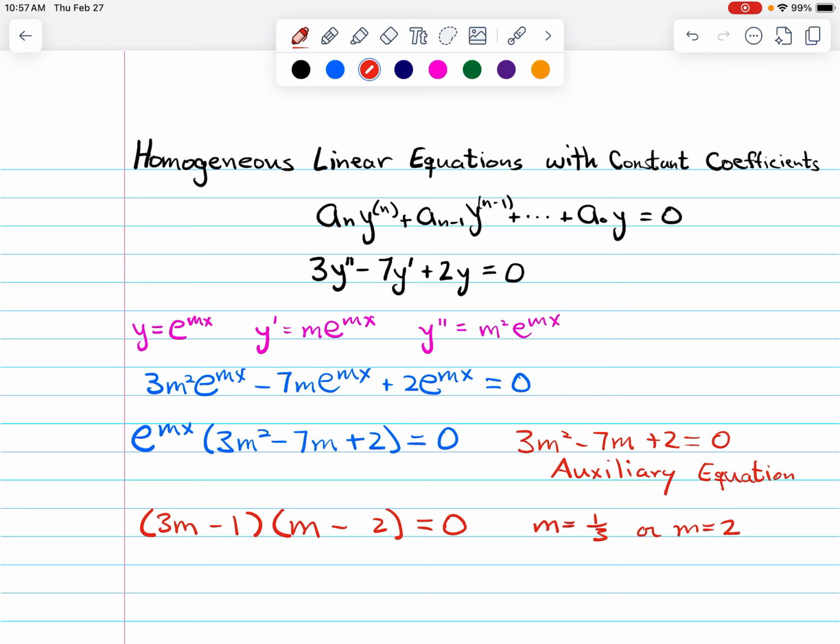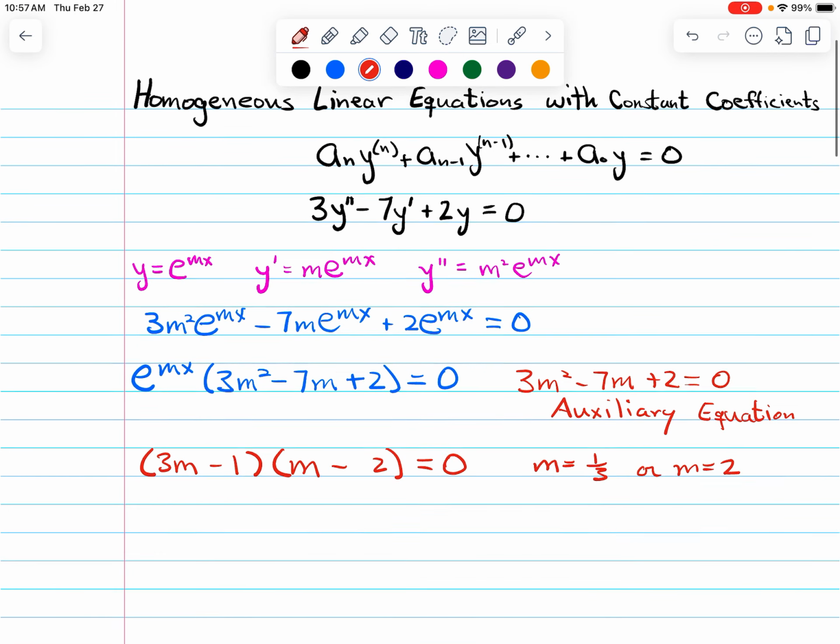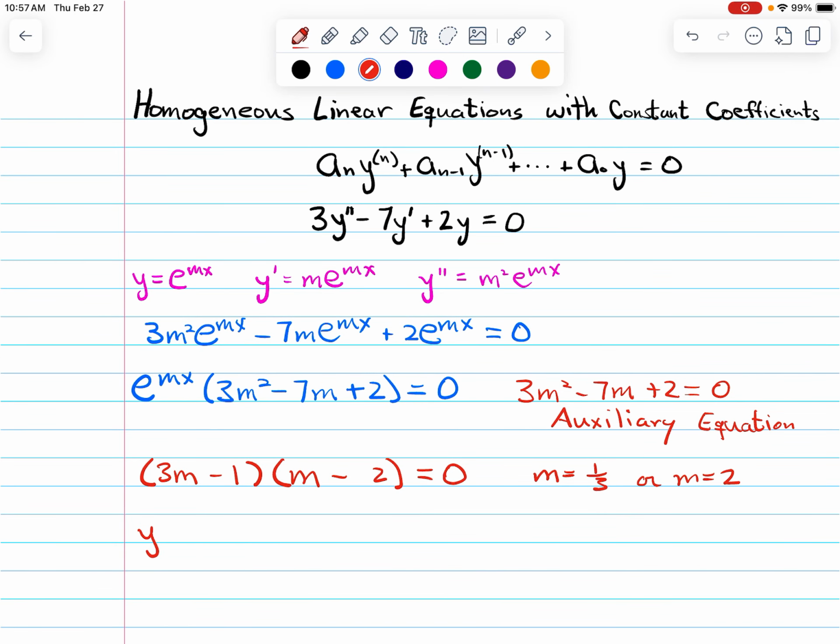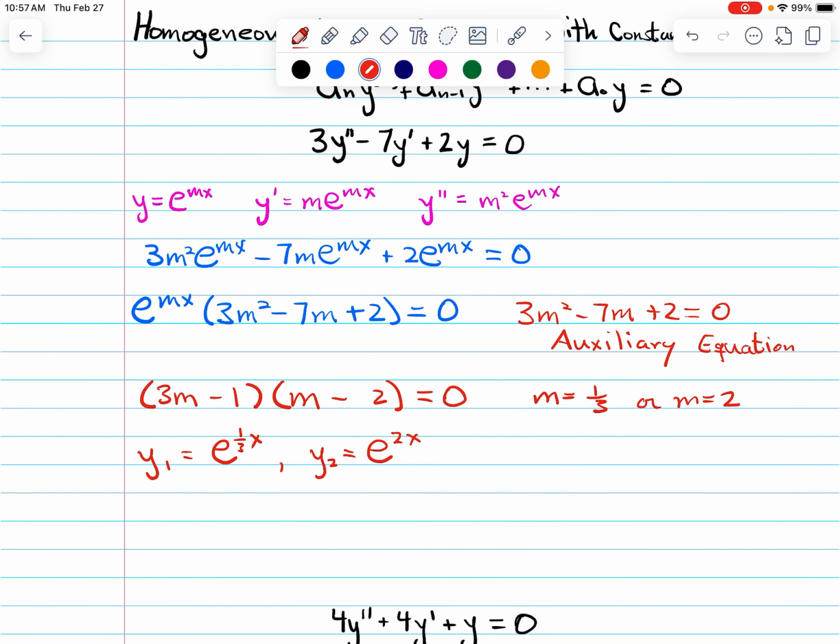So notice that gives us two solutions. So here's what we have. We have y1 is equal to e to the 1/3 x. And y2 is equal to e to the 2x. Either one of those would be a solution to this. And likewise, putting those together, we have c1 e to the 1/3 x plus c2 e to the 2x. And there we have a solution for our differential equation.